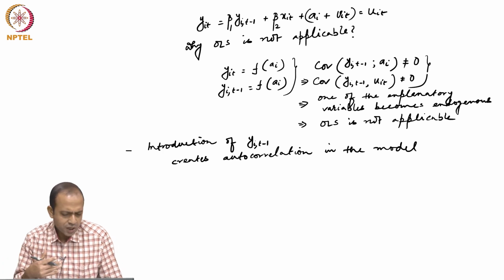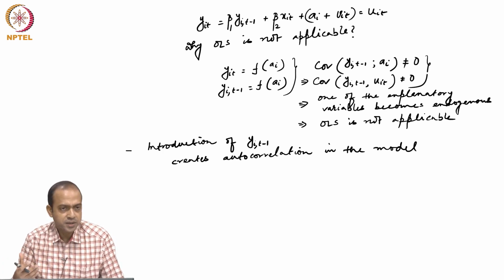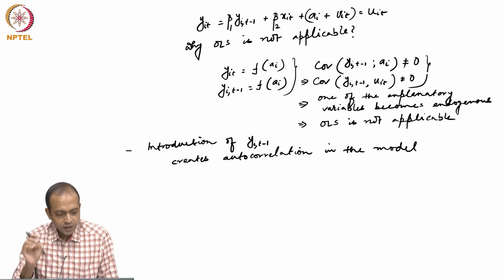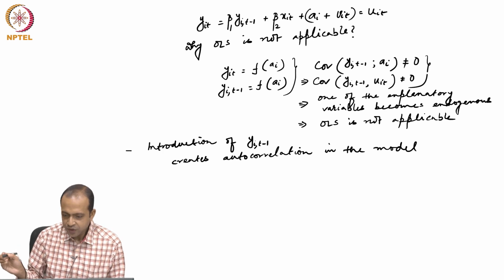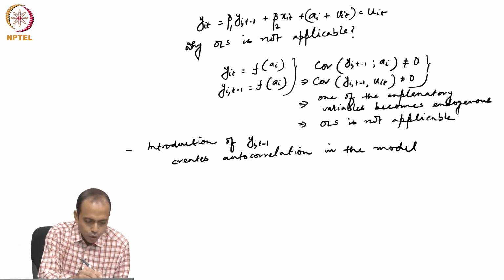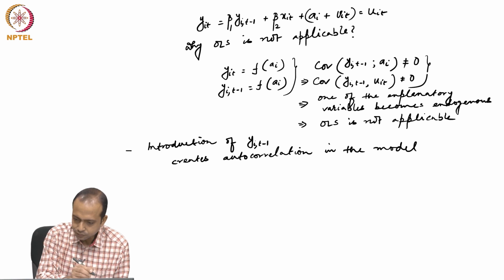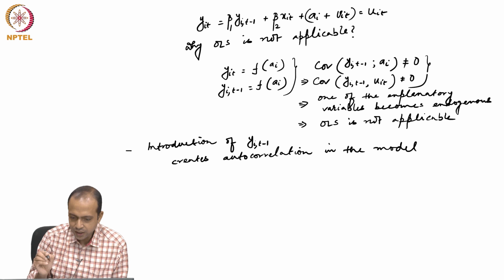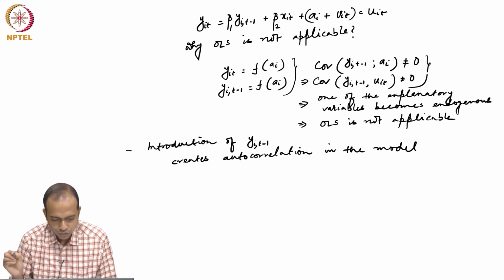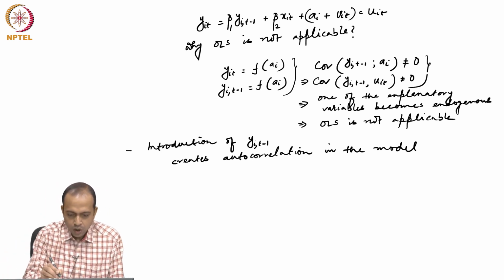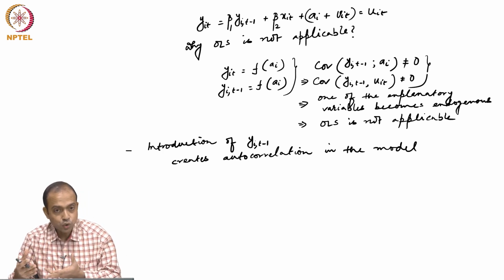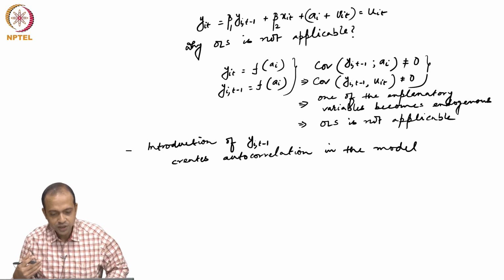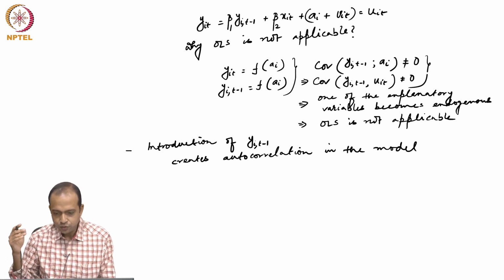Okay, autocorrelation in the model. So, you might be thinking, how come yit minus 1 is actually creating autocorrelation? And that is something we can easily understand. Here what I am saying is that yit minus 1 is basically a function of ai, right. So, how introduction of lag dependent variable creates autocorrelation in the model, that we are basically trying to understand. So, what is happening here?